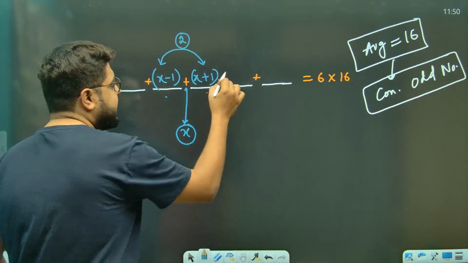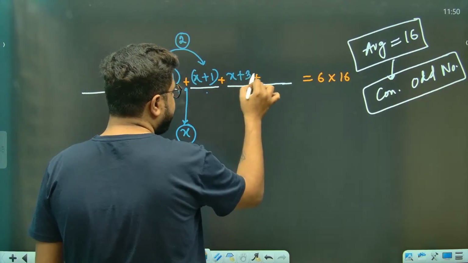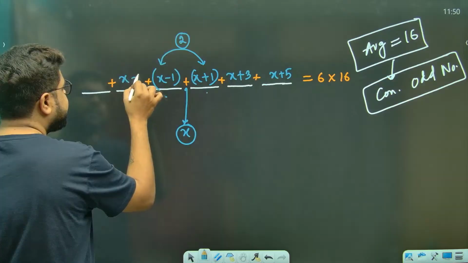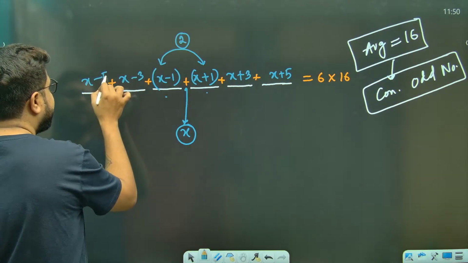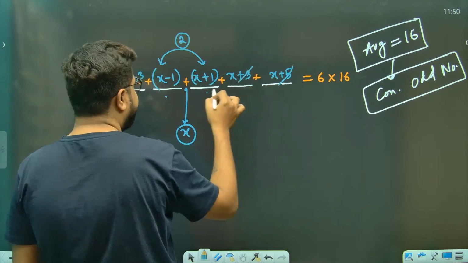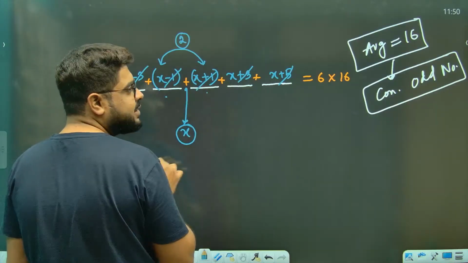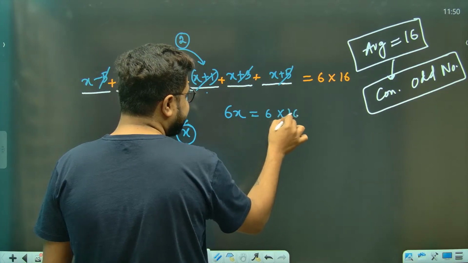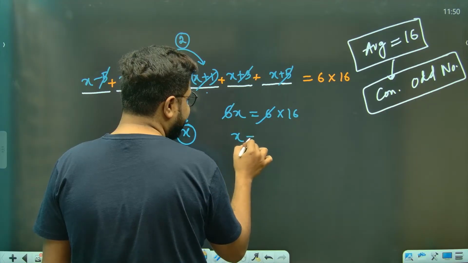So next one will be x plus 3, x plus 5, going by 2, and on the other side x minus 3, x minus 5. Again magic: minus 5 plus 5, plus 3 minus 3, minus 1 plus 1. We are having 6 into x, equal to 6 into 16. So x is equal to 16.